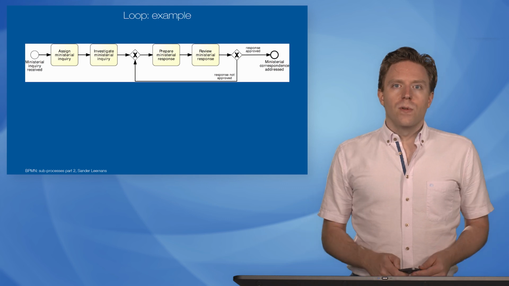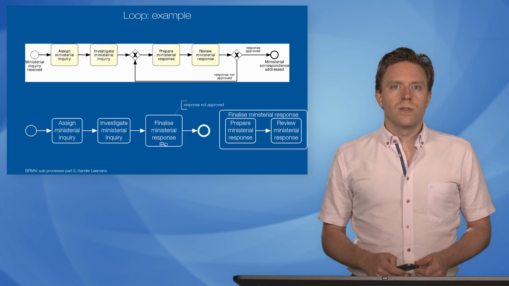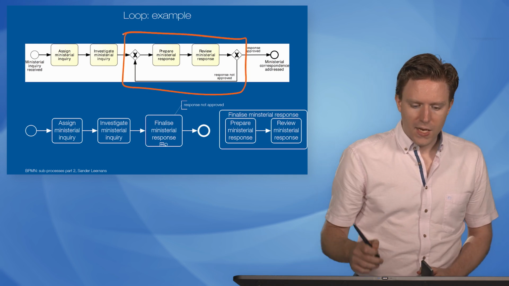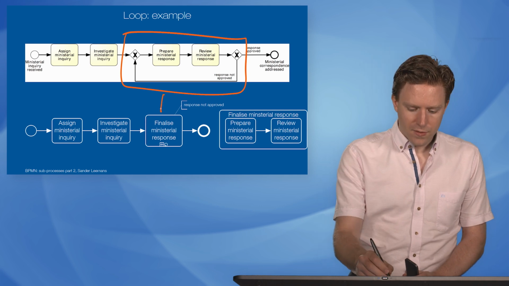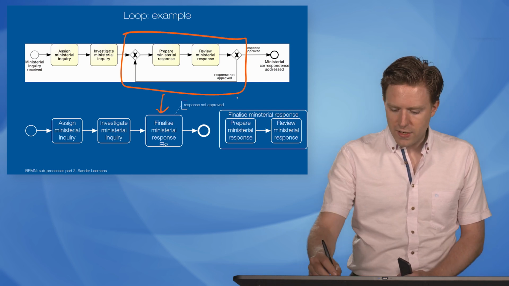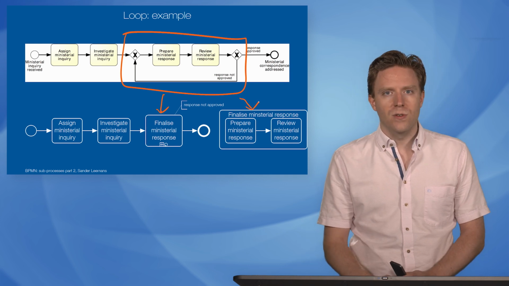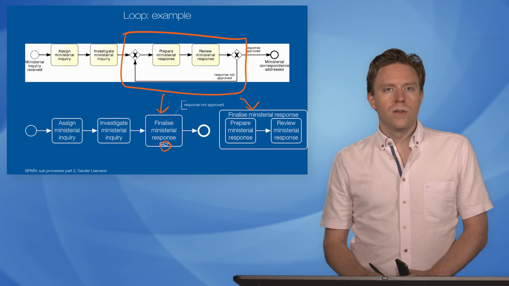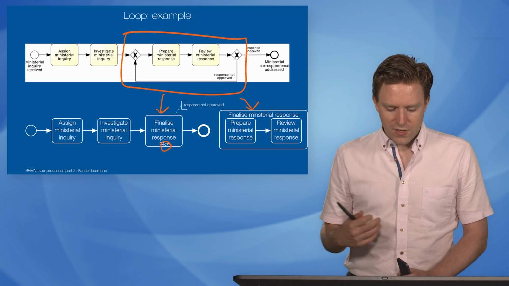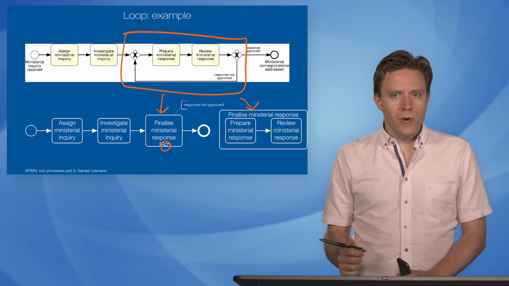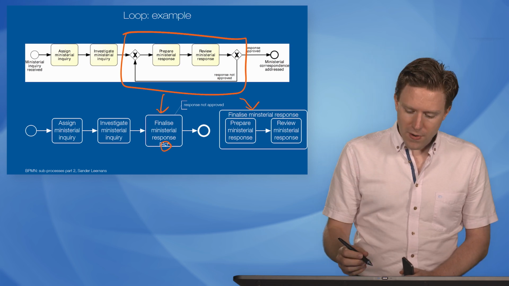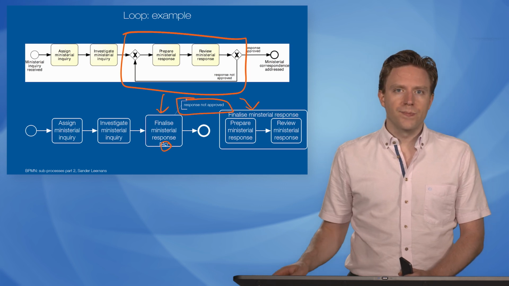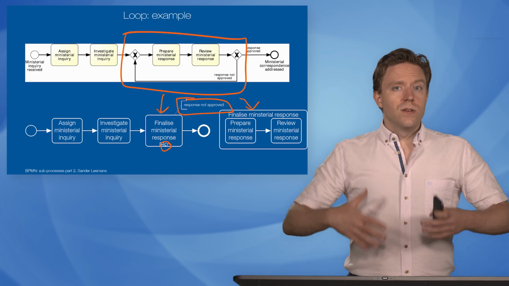So in our example, we can summarize it as follows. This part is summarized into a collapsed business process, which has a corresponding expanded business subprocess here. And based on this loop indicator, we know that this finalized ministerial response is going to be repeated. And when is it repeated? That's in this text annotation: when the response is not approved. That is the loop.